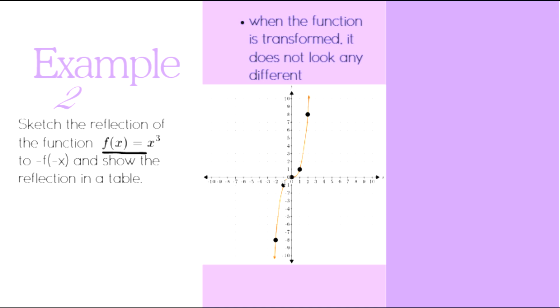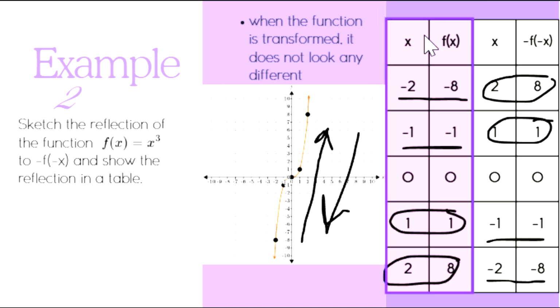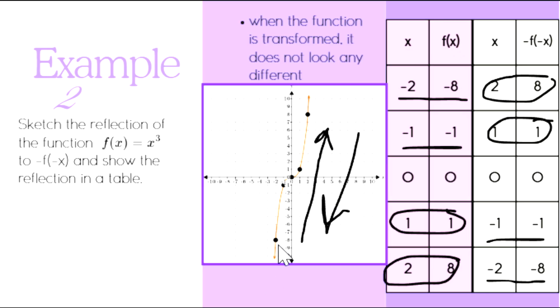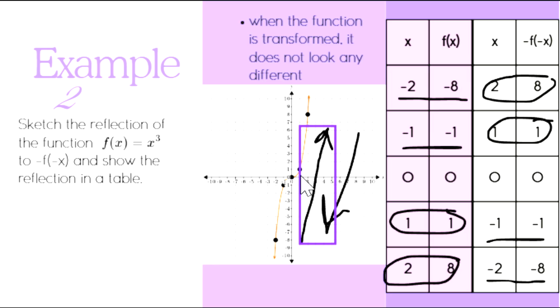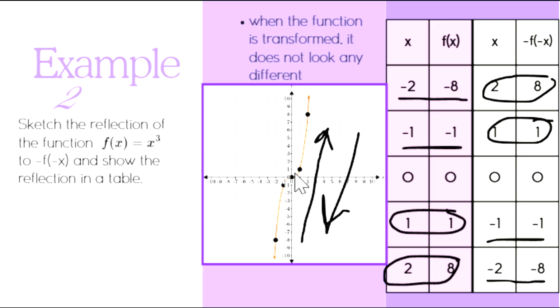That doesn't make any sense. I'm going to show you. So we have all of the points of our original graph, which is this orange line right here. If we go over 2 and down 8, there is our first point. If we go over 1, down 1, there's our second point. There's our 0, 0. Over 1, up 1 gives us that point. Over 2, up 8, there's all of our points.